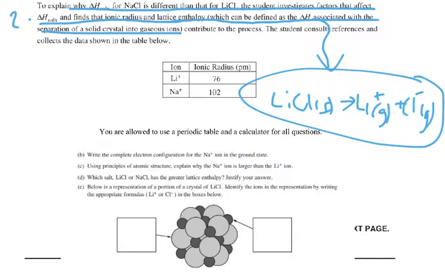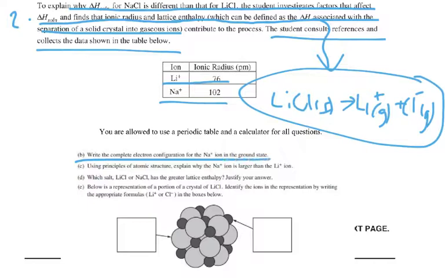So let's read on. The student consults references and collects data shown in the table below. Lithium plus has an ionic radius of 76 picometers and Na plus has an ionic radius of 102 picometers. Now B says, write the complete electron configuration for the sodium plus ion in the ground state.